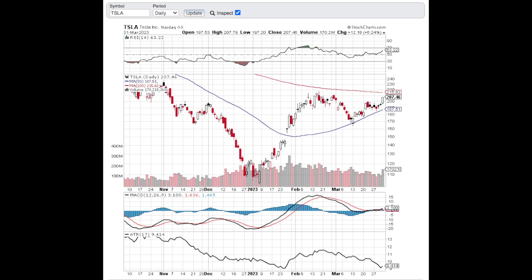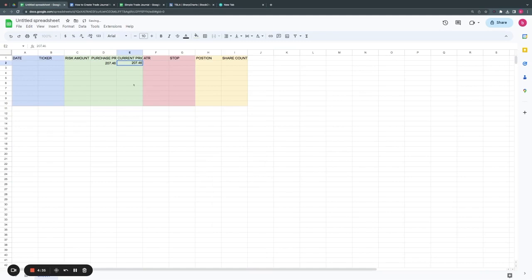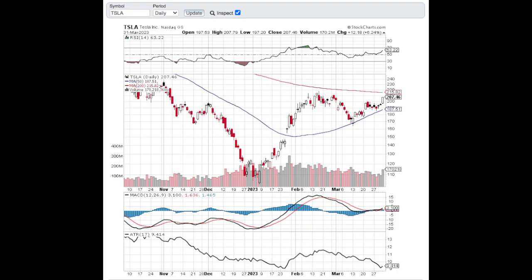I'm going to go over to Tesla quickly, see that the close was 207. The current price and the purchase price are that. I'm going to say we're going to risk $100. What is the ATR? We'll go ahead and look. The ATR is 9.414.